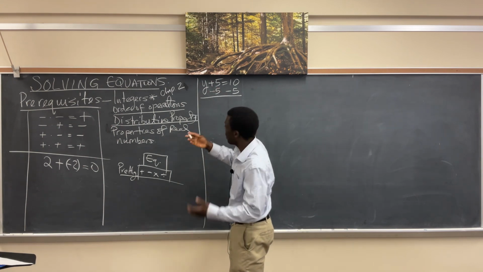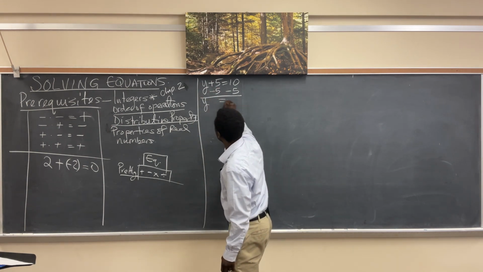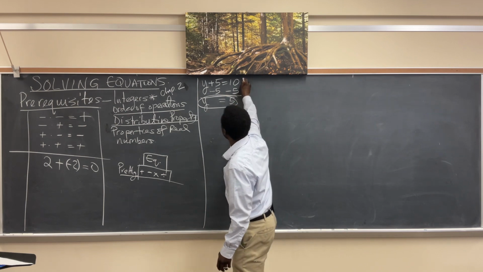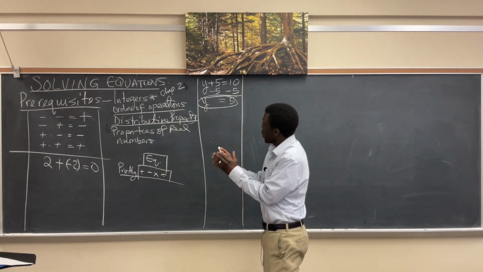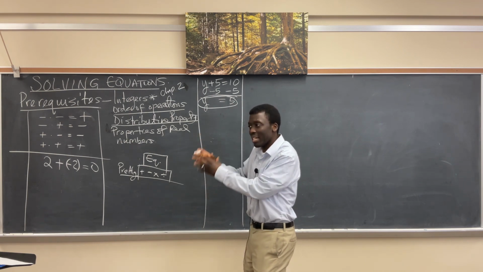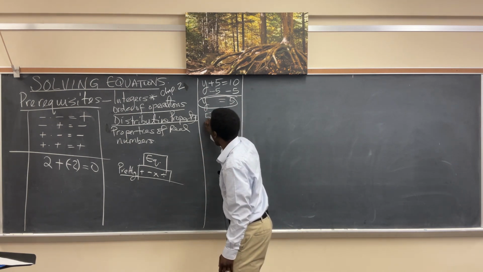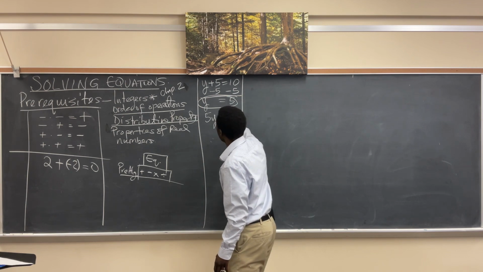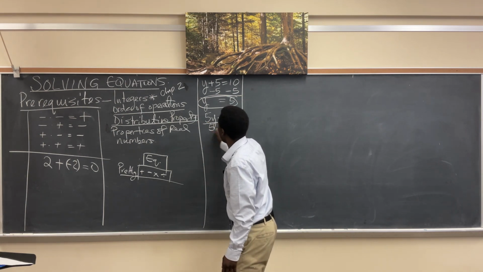Because we're trying to get rid of 5, right? So y is equal to 5, right? So that's number one. If you're solving one-step equations, you use the opposite operation of the thing you're trying to get rid of. So if this was 5y is equal to 25, you divide both sides by 5.